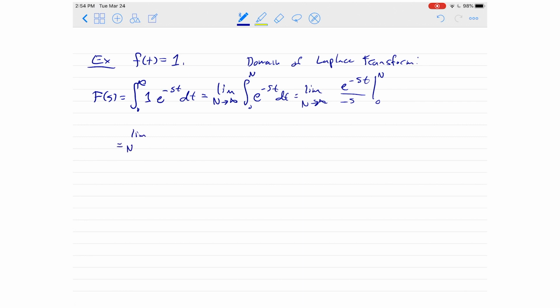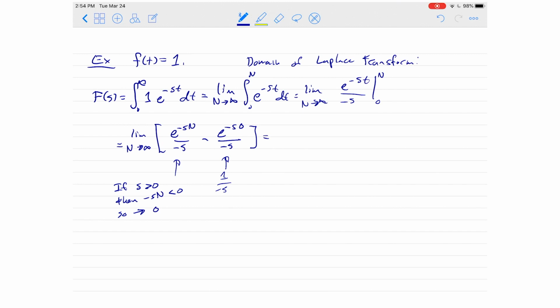We're still taking a limit as N goes to infinity. Don't forget to put that. And now we have e to the minus sN divided by minus s, then we're subtracting e to the minus s times 0 over minus s. This second chunk is just going to be 1 over minus s. And this piece is e to the minus sN. Well, provided s is positive, then minus sN is negative, so this goes to 0. So what does that leave us with? It leaves us with minus 1 over minus s, or just 1 over s.